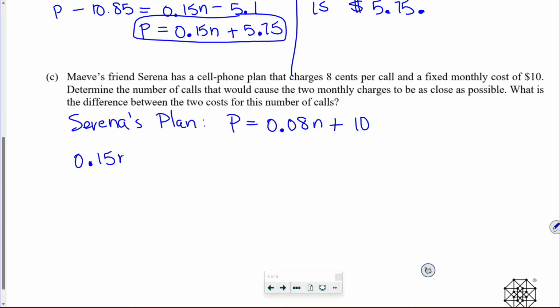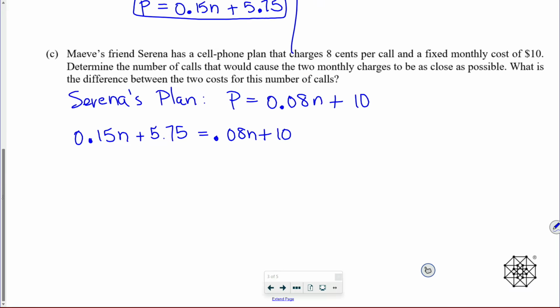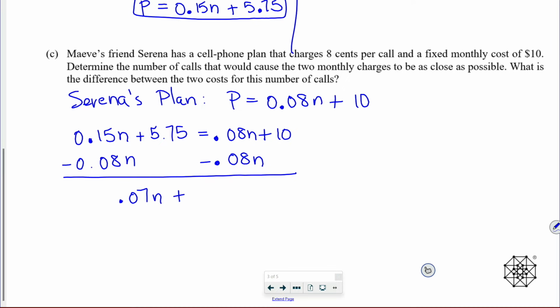If we want to find out what's going to make them cost as close as possible, then I'm going to take Maeve's cost, 0.15n plus 5.75, set it equal to Serena's 0.08n plus 10, and now I'm just going to solve that equation. This is a little bit more messy because we're involving decimals, but it's okay. I just subtract 0.08n from both sides. That's going to leave me with 0.07n plus 5.75 is equal to 10.